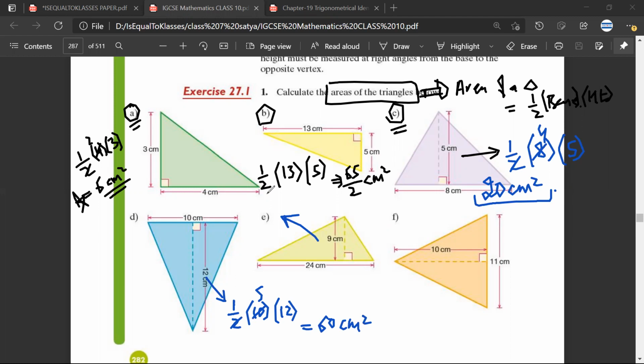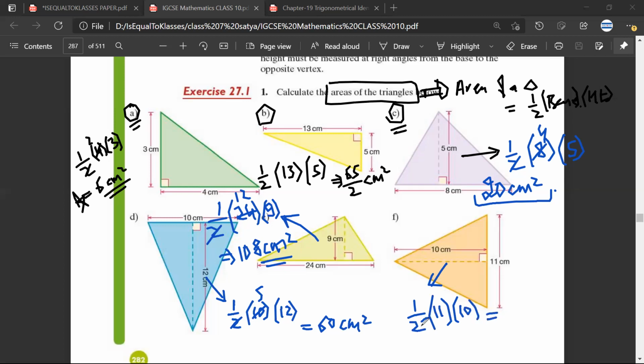So E part is equal to area is equal to 1 upon 2 into 24 into 9. So 24 and 2 will get cut. And then the answer would be 12 into 9, which is 108 centimeters square. Okay. F part. Area is equal to 1 upon 2 into 11 into 10, which is equal to 55 centimeters square.